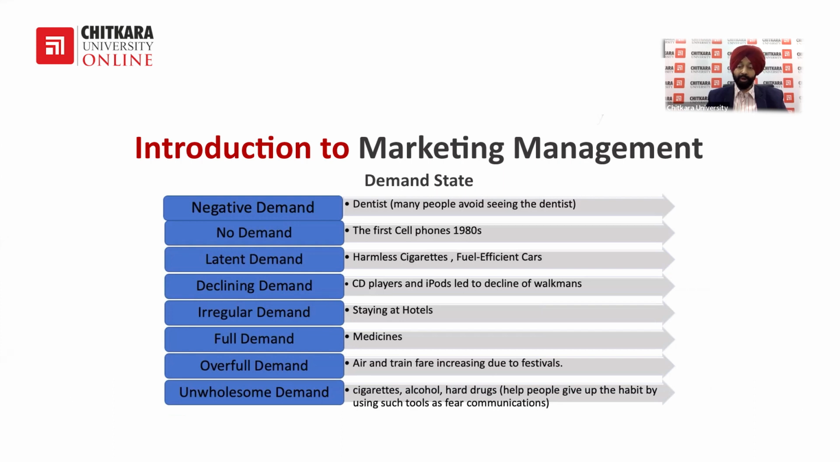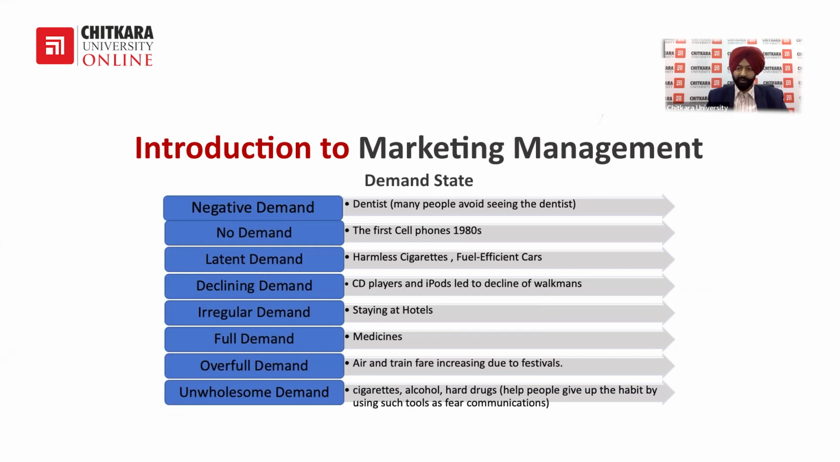That means that the product or service may not be existing at that point in time, but people desire to use or utilize that product or service in future, or even if they come to know that this is how it can be used, like harmless cigarettes, fuel efficient cars, or I would say rather driverless cars in India, though they are available internationally, but now people are looking forward to driverless cars as well. Declining demand, yes, CD players and iPods led to decline of Walkmans.